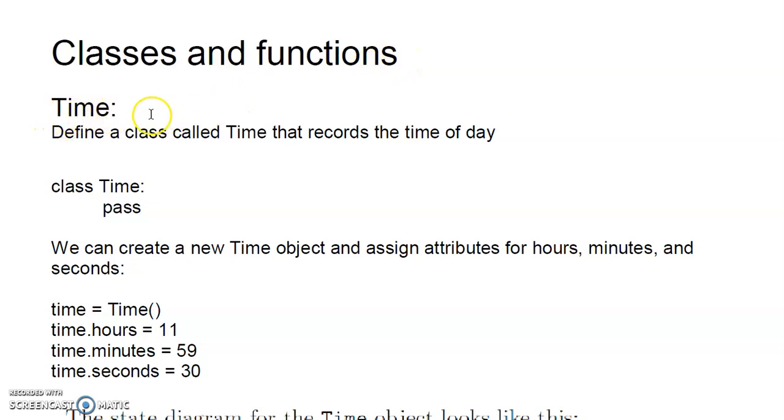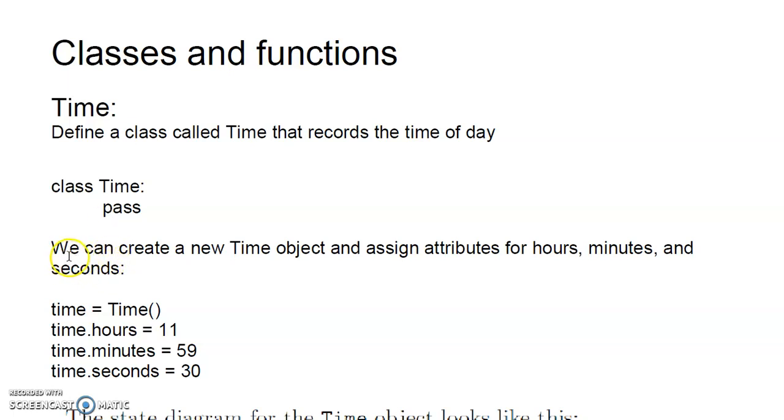As we already know what a class is and how to define a class, we have another example of a class now. Define a class called Time that records the time of a day. How do we define the class Time? Here is an example, the class, and the name we have given is Time. Since we are not writing anything in it, we have to write pass. This is how we have created Time of type class, right?